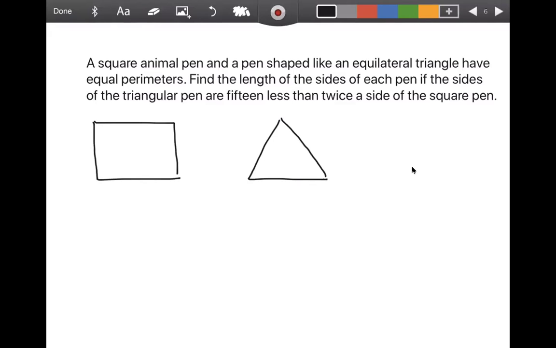So I can't make X stand for both. I need to pick one. Well, notice what it says next. It says the sides of the triangular pen are 15 less than twice the side of the square pen. So I think it makes the most sense to make the variable stand for a side of the square pen. So why did I go with the square pen and not the triangular pen?